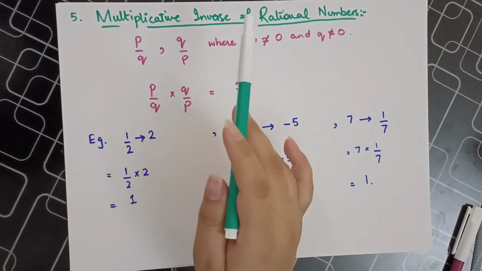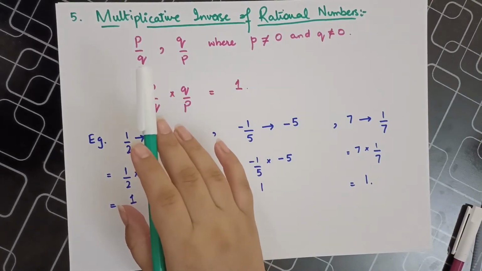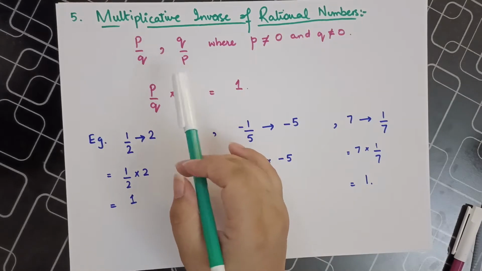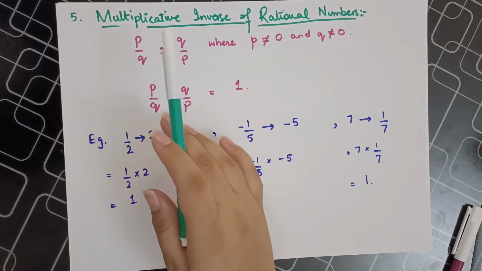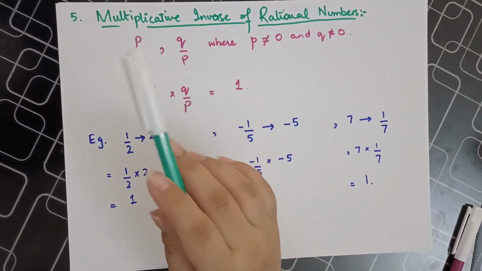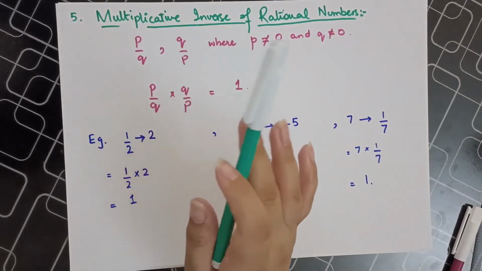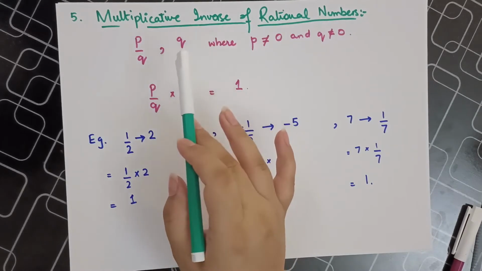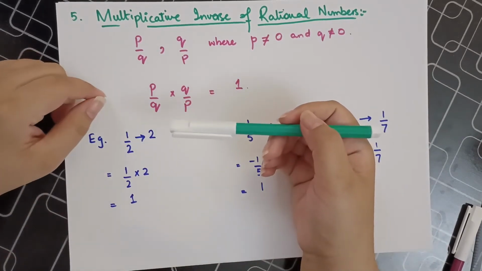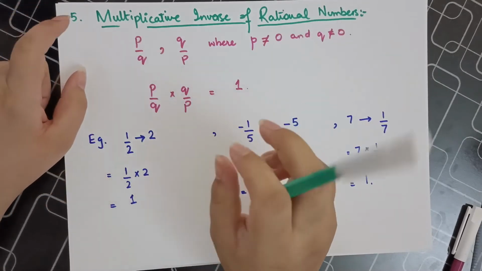Okay, now let's talk about the multiplicative inverse of rational numbers. So what is basically multiplicative inverse? Multiplicative inverse is very much like the additive inverse. Where additive inverse was the opposite of the number, where the number would get the opposite sign to the actual number, so that the resulting answer would be 0. Multiplicative inverse is basically the opposite of the number, such that when you multiply both of the numbers together, the resulting answer will be 1.